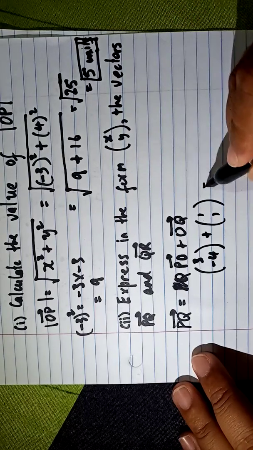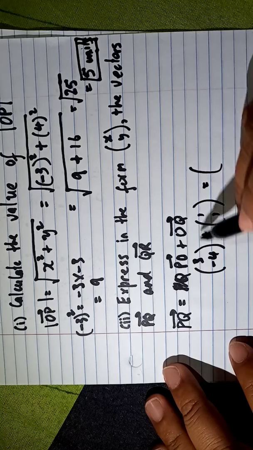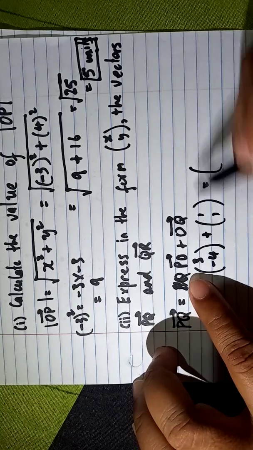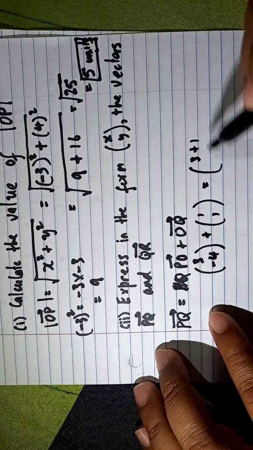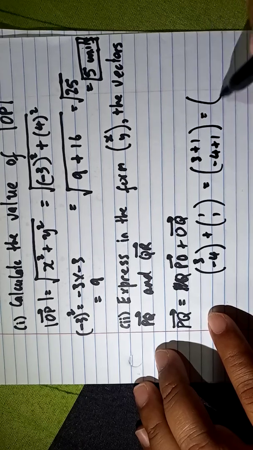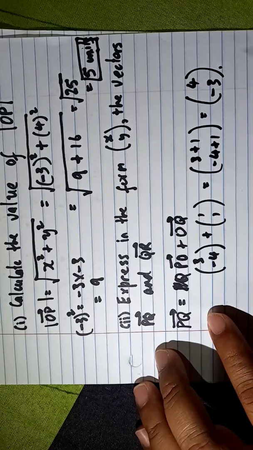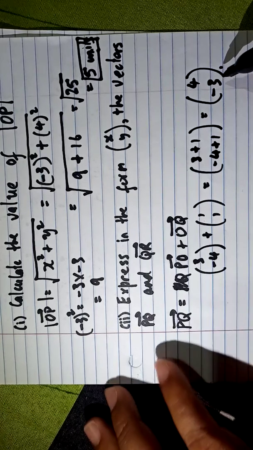And like a matrix, we add corresponding entry with corresponding entry. So we add 3 plus 1 and negative 4 plus 1, and that will give you 4 and negative 3. So this is P to Q.